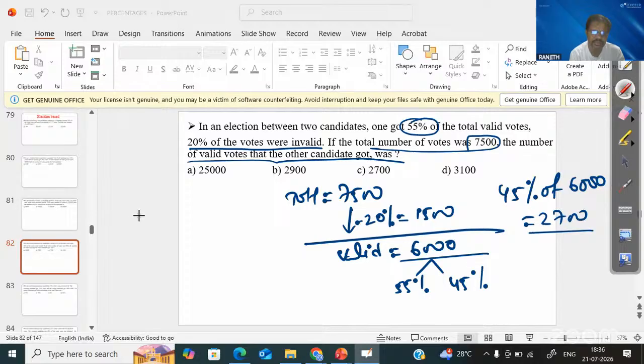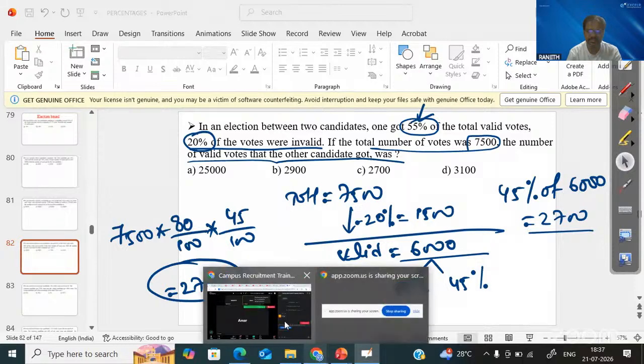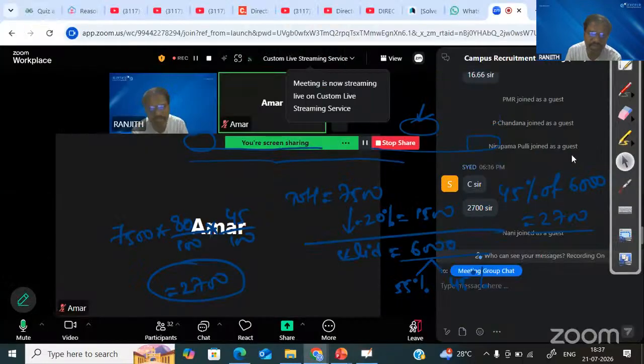Or else, the total number of votes will be 7500. 20% of votes are invalid, which is nothing but valid votes are 80 percentage. One person got 55, in the sense the remaining person got 45. So if I do the cancellation, I will get the value equal to 2700. Answer is 2700. Yes, answer is 2700.